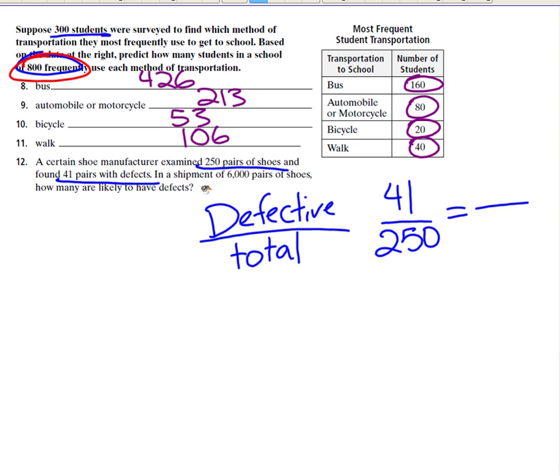So, if 41 out of 250 are bad, we want to know how many are bad out of 6,000. So, you can cross multiply, or you can look at what you need to multiply 250 by to get 6,000. Stop guessing. Okay, do that on your own.